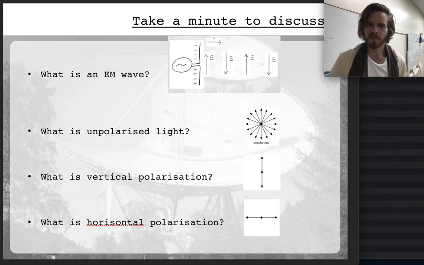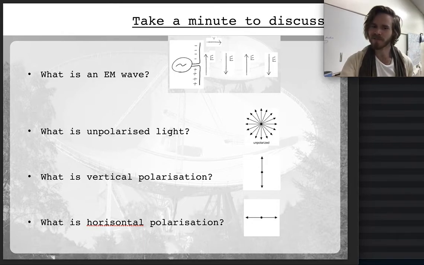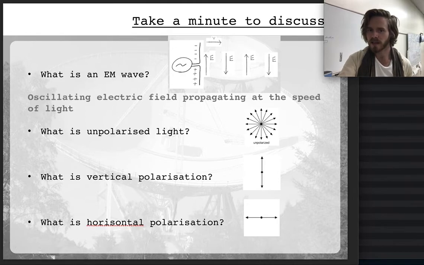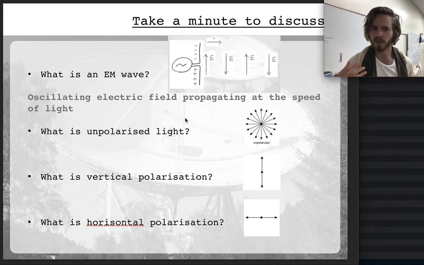Okay, so assuming you've had a satisfactory discussion, I just want to go through a few of these questions and how I would answer these. So what is an EM wave? If you were to break it down the way that we did, it's just an oscillating electric field that's propagating at the speed of light. And we exemplified this in this idea of the transmitter, which I think is a really nice model for getting your head into this.